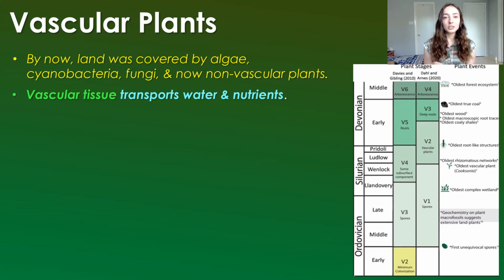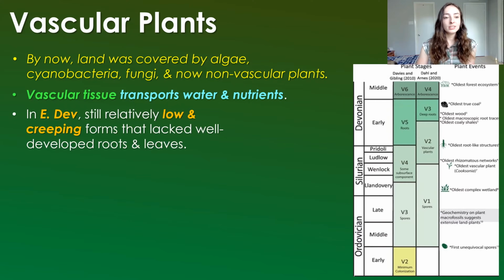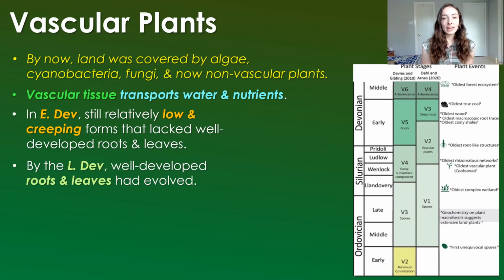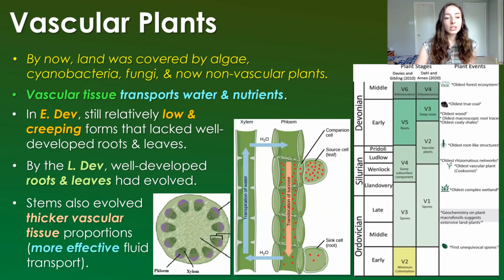The importance of vascular plants, and the reason they're called vascular plants, is because they have something called vascular tissue, which helps to transport water and nutrients. In the early Ordovician, they were still relatively low and creeping forms that lacked well-developed roots and leaves. However, by the late Devonian, well-developed roots and leaves had evolved, and stems had also evolved larger or thicker vascular tissue proportions, meaning that they were more effective for fluid transport.